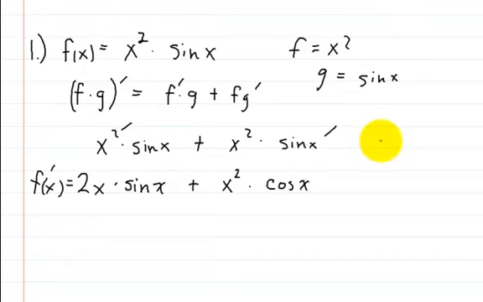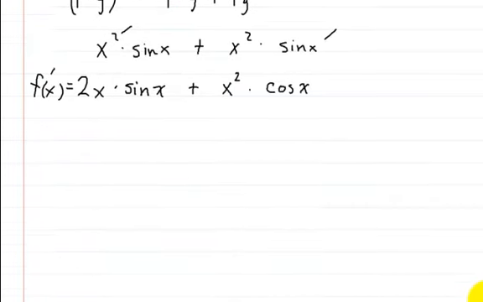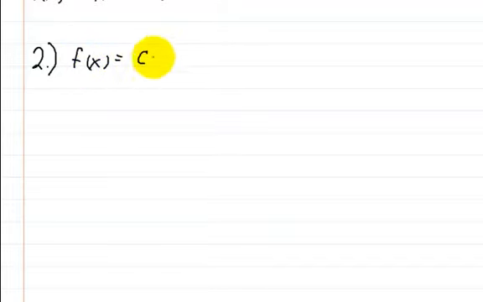Okay, so let's scroll down a bit and do the second problem. Number 2. For number 2 we have f(x) = csc(x) + eˣ cos(x). So let's do this one. This is just straightforward. We just have to take the derivative of this, but here we're going to use the product rule again.